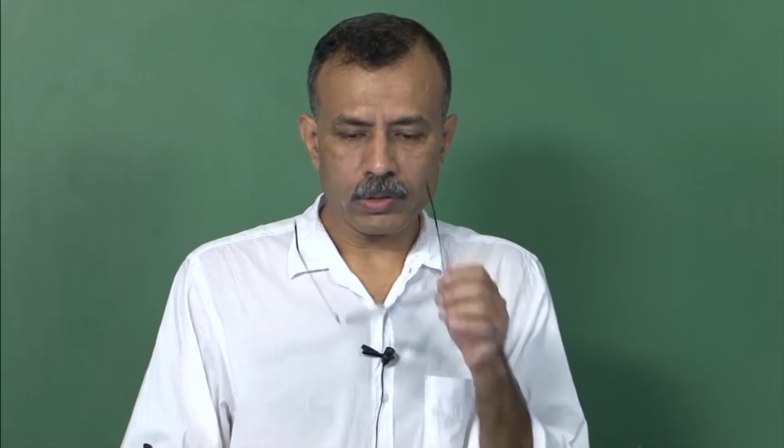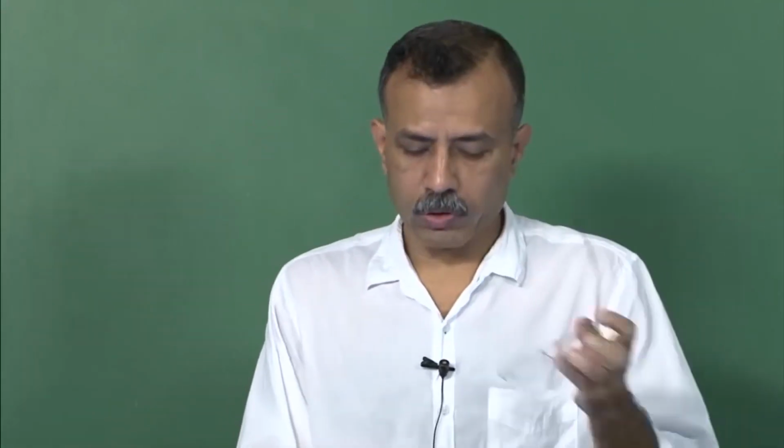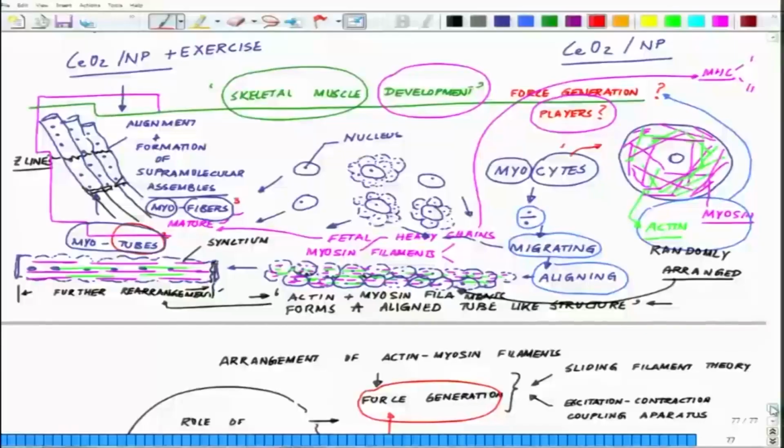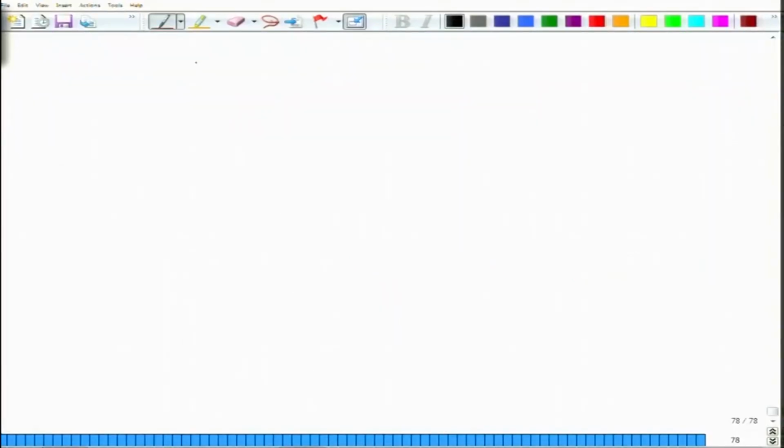So, in the last class, if you remember, this is where we were. We talked about the development of muscle, and there we talked about the alignment of the actin and the myosin filament, as you could see. Now today we will talk about these two aspects, sliding filament theory and excitation contraction coupling apparatus, and how cerium oxide is influencing it. So, when you look at a myotube, the cross section of a myotube is something like this, which becomes myofiber.